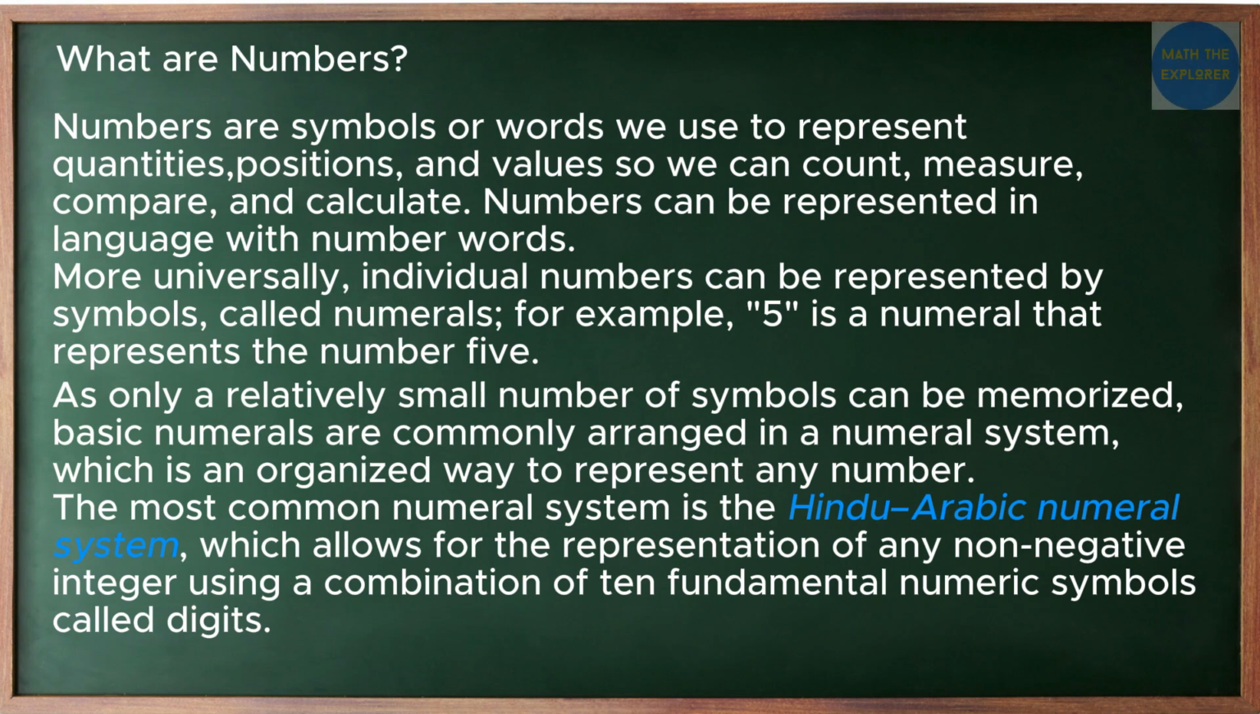What are numbers? Numbers are symbols or words we use to represent quantities, positions, and values so we can count, measure, compare, and calculate. Numbers can be represented in language with number words. More universally, individual numbers can be represented by symbols called numerals. For example, 5 is a numeral that represents the number 5.